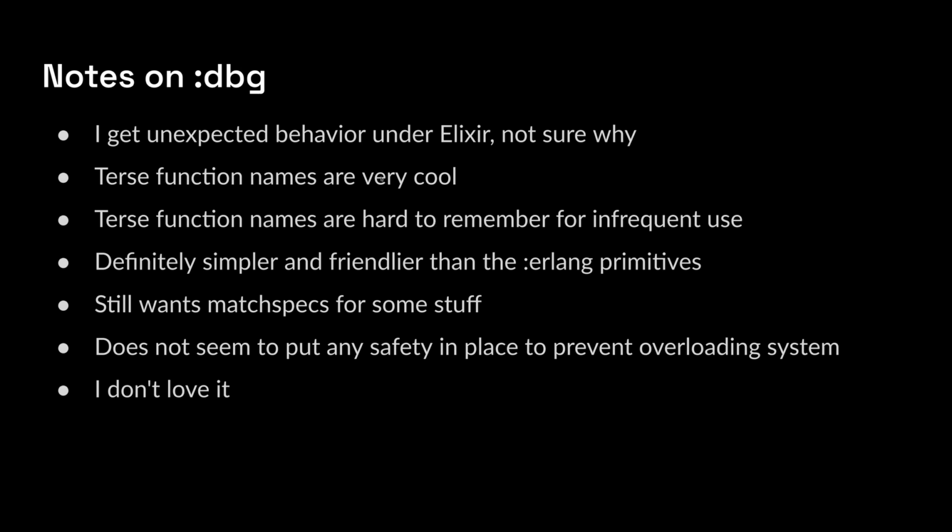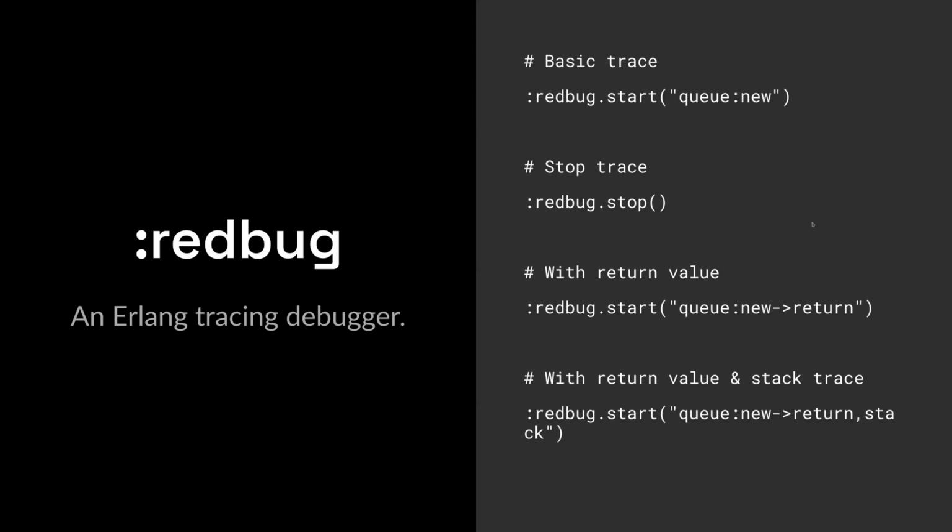Yeah, it's an okay library. I'm sure it's helpful. I don't love it. So Redbug, this is more of a well-respected one. It calls itself an Erlang tracing debugger. And it has this redbug start and then a string, q new. So you're essentially writing Erlang code as a string.